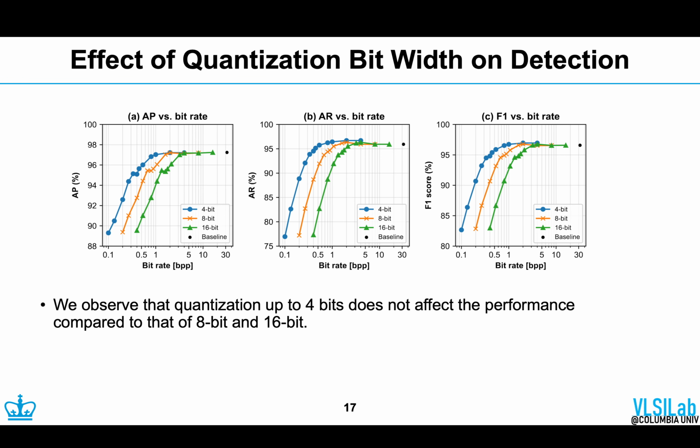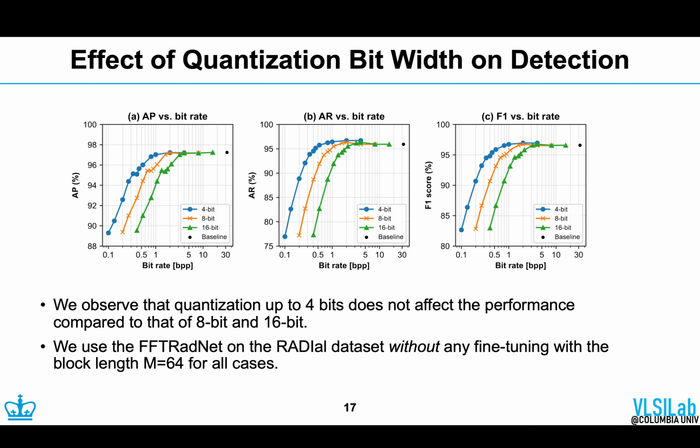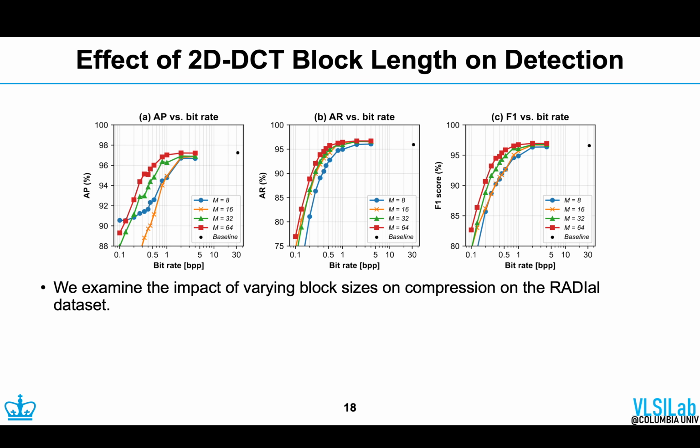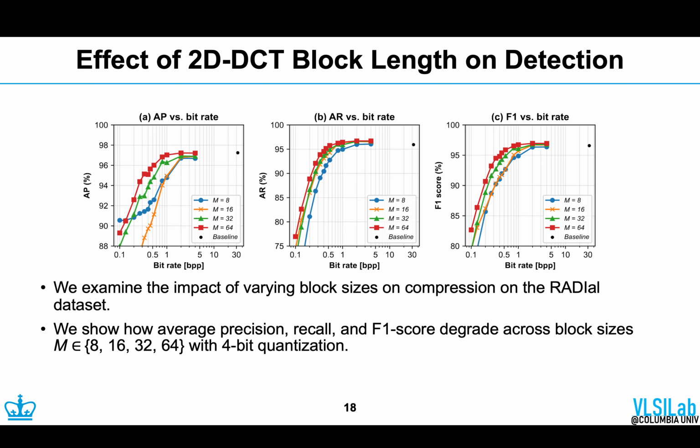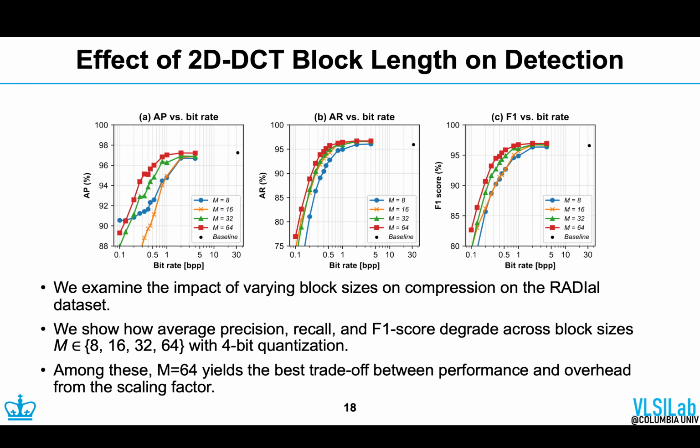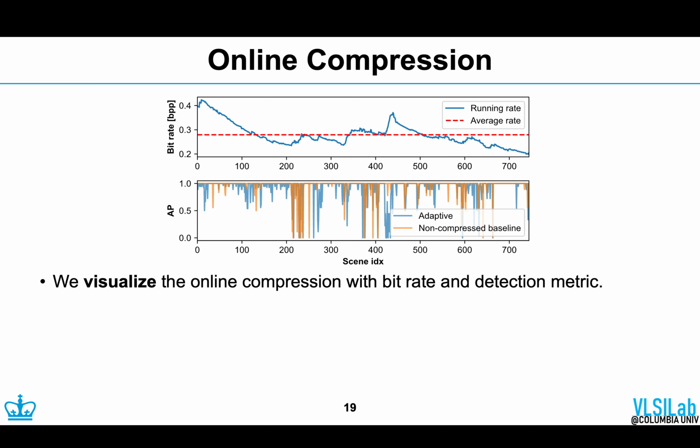We also show the effect of quantization bit width on detection, and we observe that up to 4 bits does not affect the performance compared to 8-bit and 16 bits. We use FFT-RadNet on the radar dataset without any fine-tuning, with block length of m equal to 64 for all cases. We also examine the effect of varying block sizes on compression on the radar dataset. We show that the average precision, recall and F1 score degrade across block sizes for m with 4-bit quantization in the same setting. We also visualize the online compression with bitrate and detection metric.